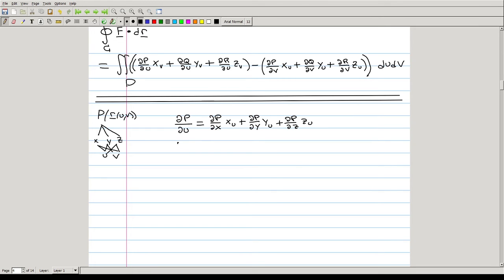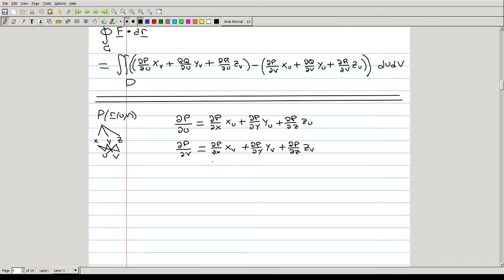And same thing with dp/dv. You're going to take the derivative of p with respect to v. The multivariable chain rule states you've got to go through all possible paths of dependence for p depending on v. This is dp/dx times xv, plus dp/dy times yv, plus dp/dz times zv. This is the multivariable chain rule for the partial derivatives of p with respect to u and v.